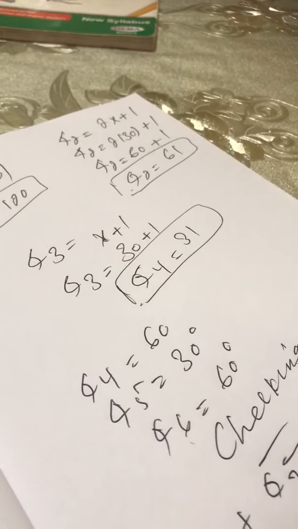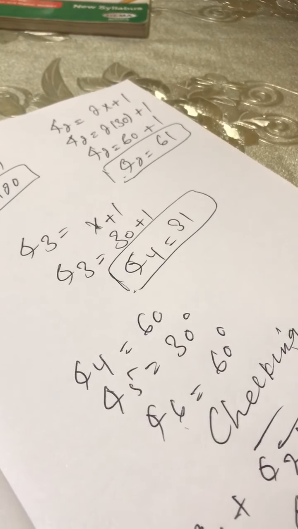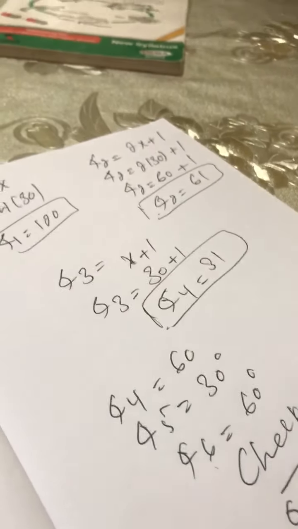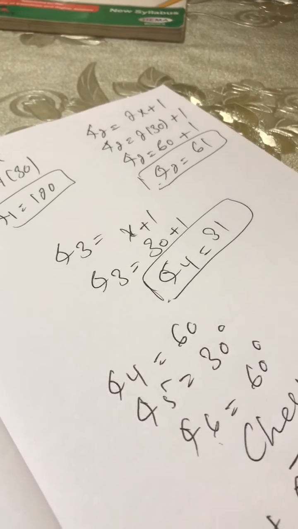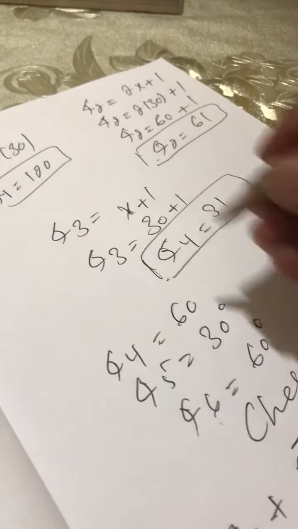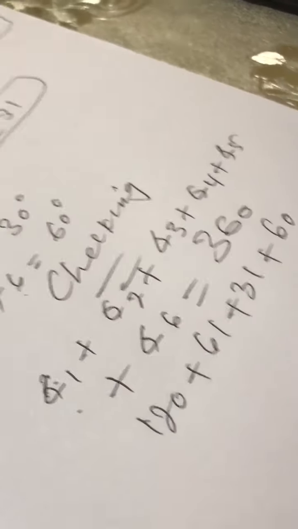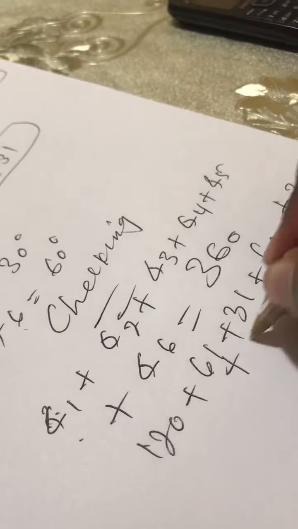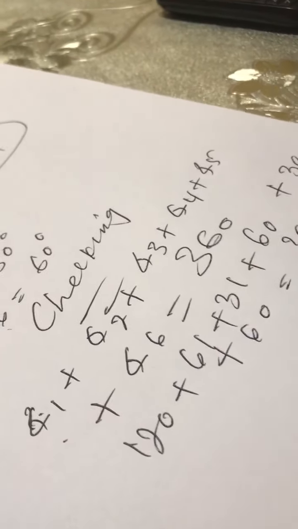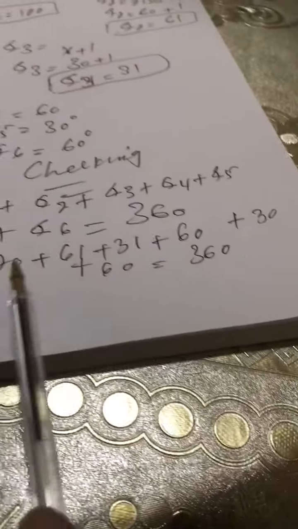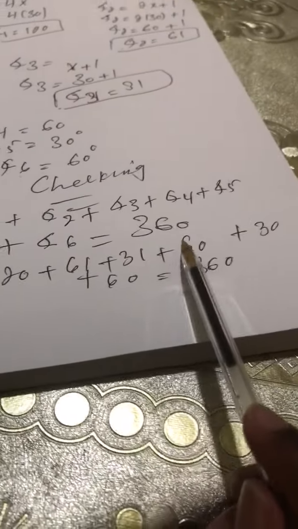What about the fourth angle? We got 60 degree. The fourth angle is 60 degree. What about the fifth angle? The fifth angle we got 30 degree. And the last angle we got 60 degree, angle number 6. It must be equal to 360 degree when we add all of them together. So first count how many angles we have. We have 6 angles. 1, 2, 3, 4, 5, 6.